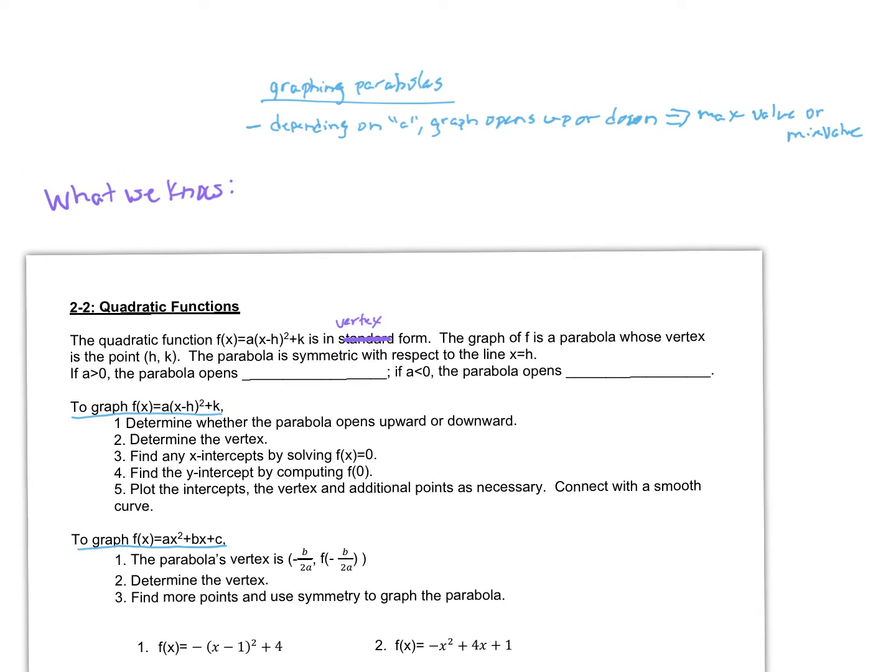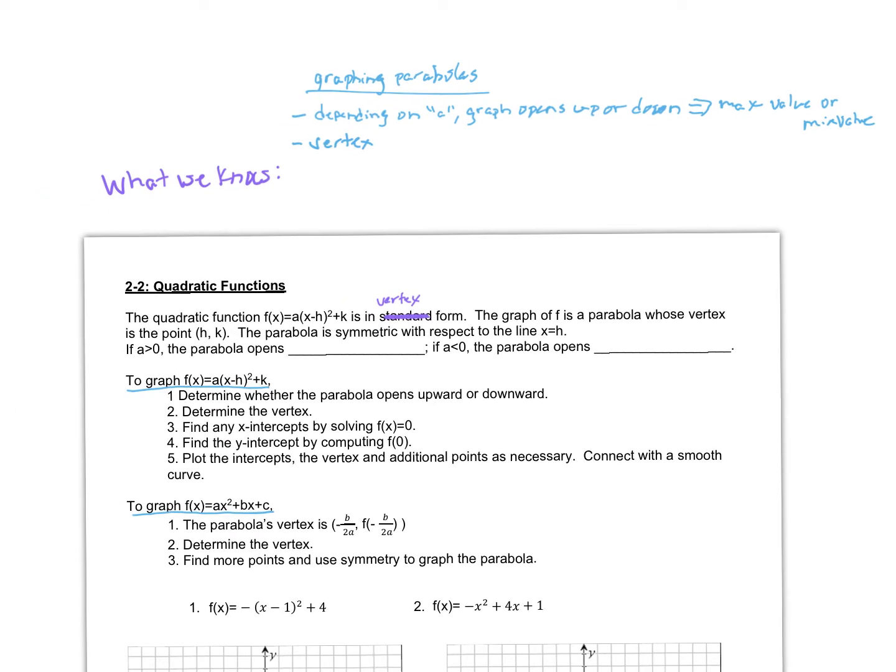Let's think about what else we know. We know that there's going to be a vertex, and in one of these forms of the equation, the vertex is very easy to find, and the other not so much, but we'll talk about how we do find it. We know there is symmetry in the graph, and along with that symmetry, we talk about the axis of symmetry, right?